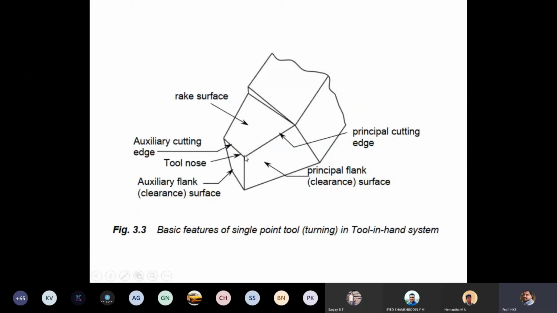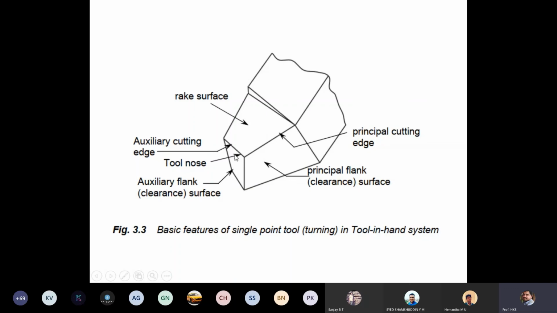Then this is the nose. If it has a curvature, it will have a nose radius. Here it is a sharp corner, but usually it will have some nose radius and a curvature. Then there are two cutting edges: the principal cutting edge, that is the major cutting edge, and the minor cutting edge, also called the auxiliary cutting edge, or the side cutting edge, and this is called the end cutting edge.